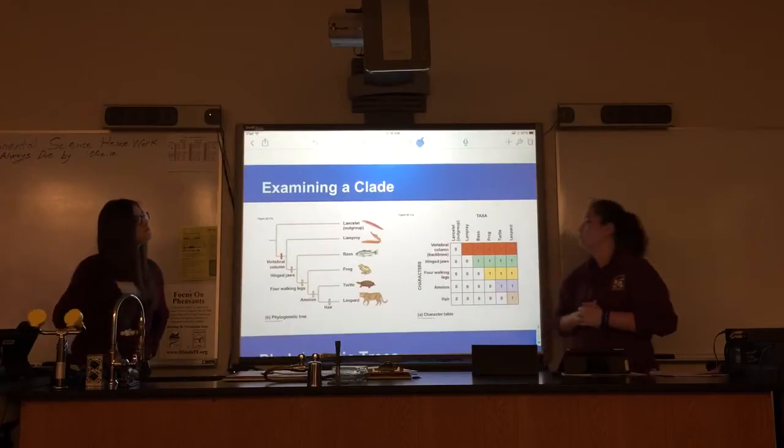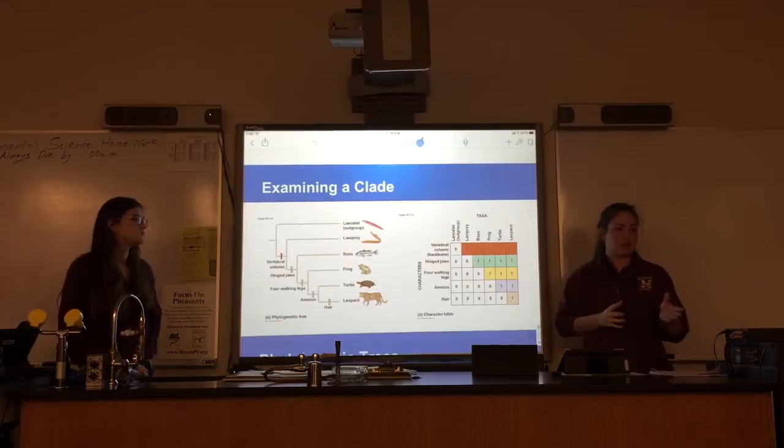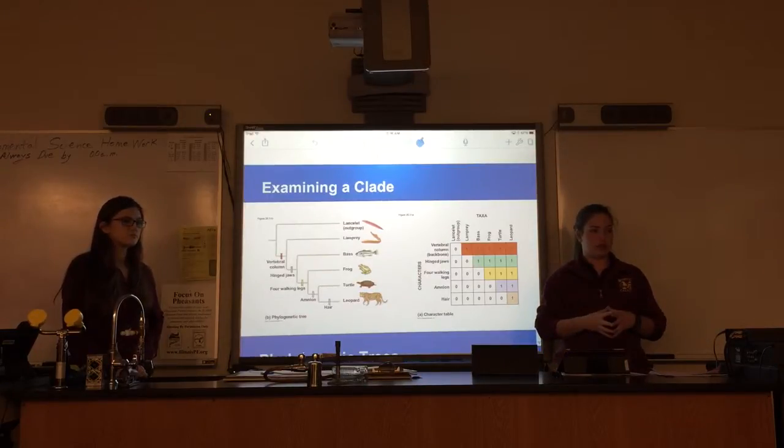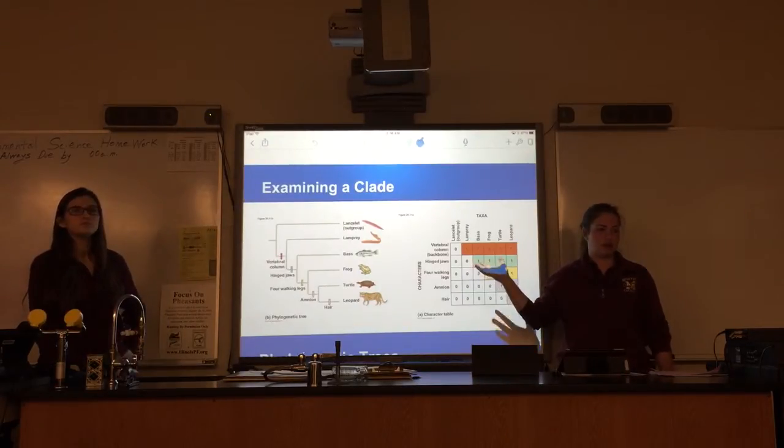So would the lamprey, bass, frog, turtle, leopard all be considered an in-group? Yeah, they're the in-group because they're most related to each other. But the out-group is only like one animal? For this chart, yes, it's one animal.